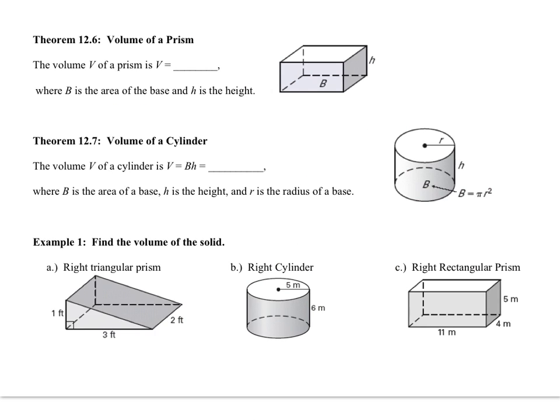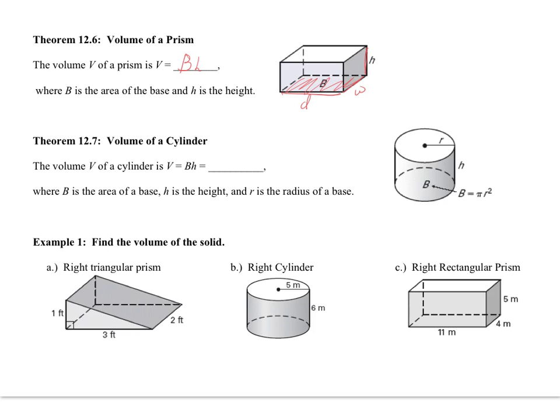Theorem 12.6, which is the volume of a prism, states that the volume V of a prism is V equals the base area times h. So big B times h. I could further expand this to length times width times height.